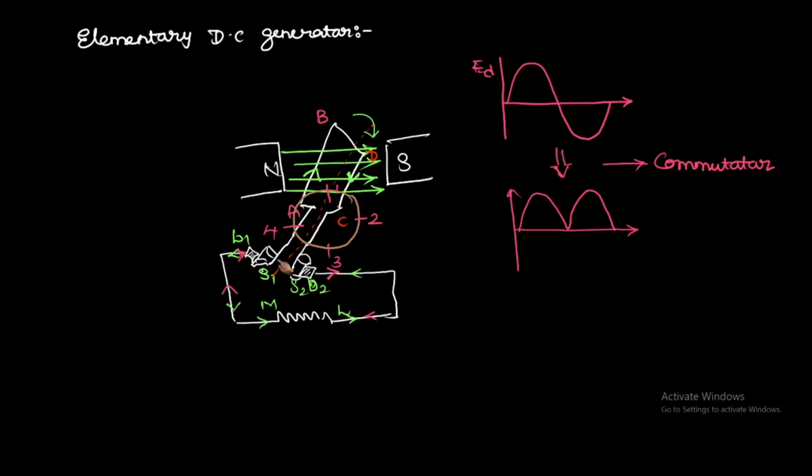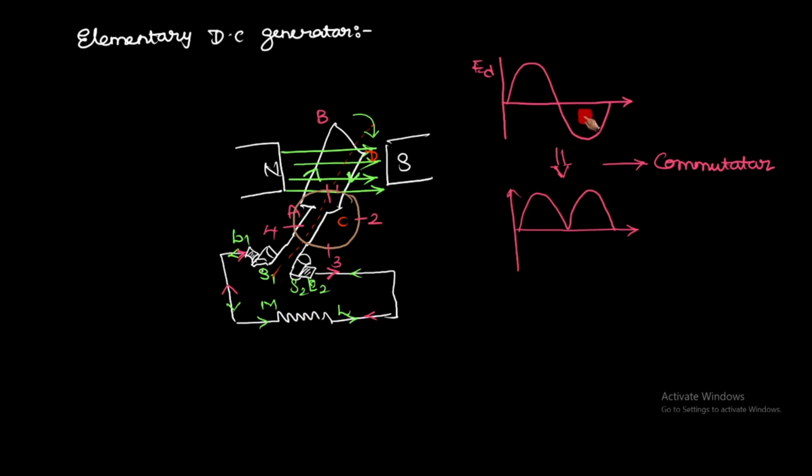now in the opposite direction, because of the rotation. Understand here: the AB length will come under the influence of the south pole and the CD length will come under the influence of the north pole. So the current is taken from B2, and the current is traveling from L to M. Previously it traveled from M to L, now it travels from L to M. That means it is reversed, and that is why you get this waveform.